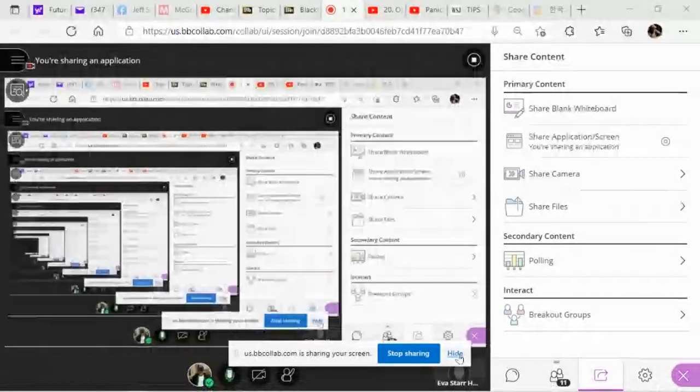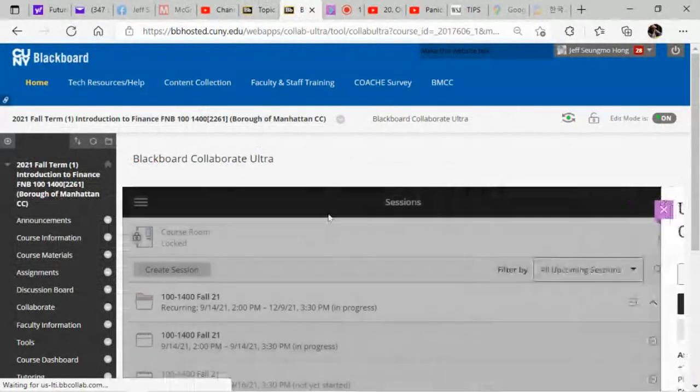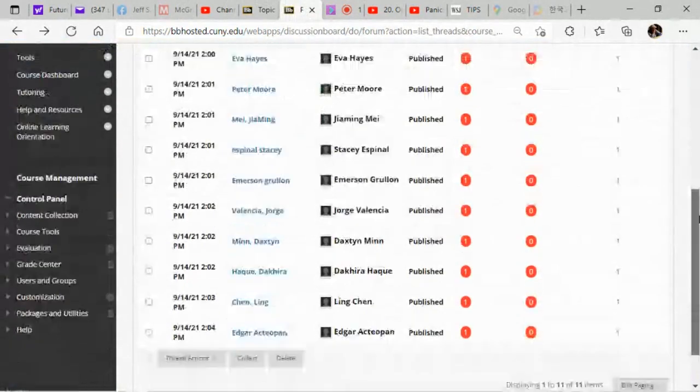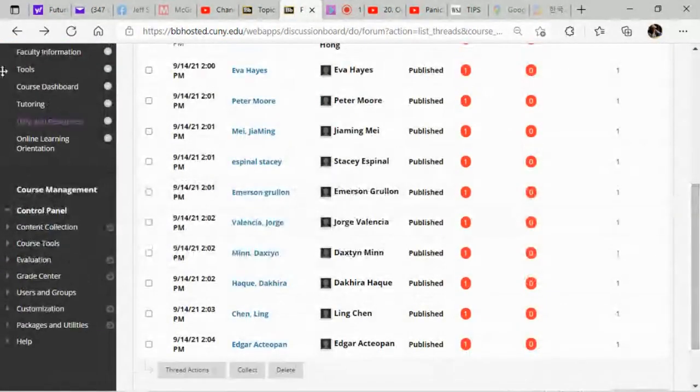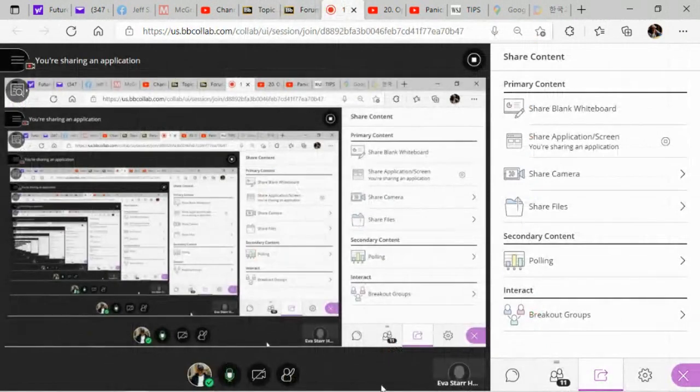Well, so now I have 10 people, right? So let me share my screen. All right, there we go. And before I bring up today's slide, let me go check. There are 10, right? Yeah, exactly. The number matches, the number between the people in the collaborate and the.